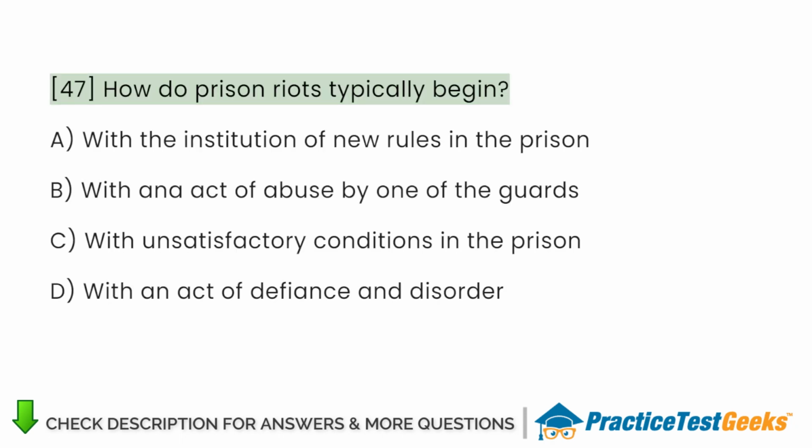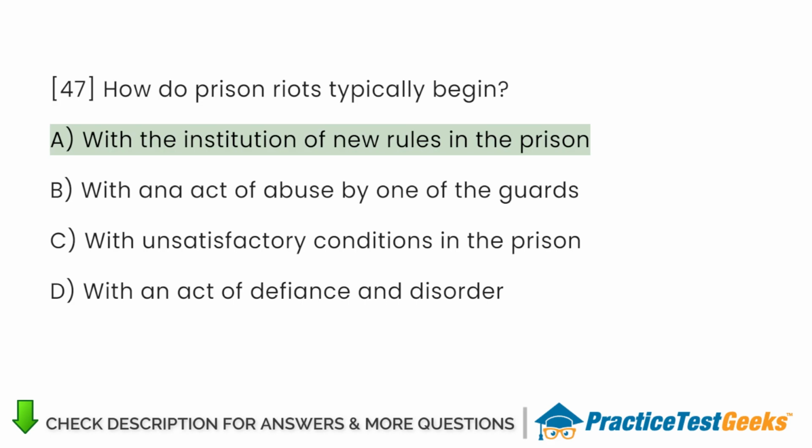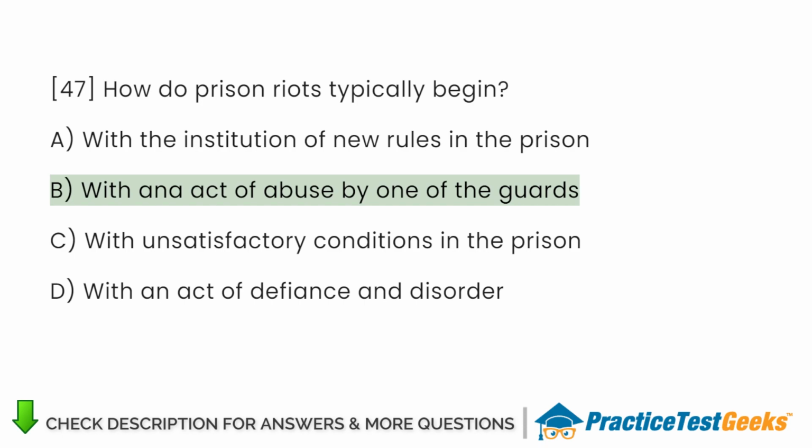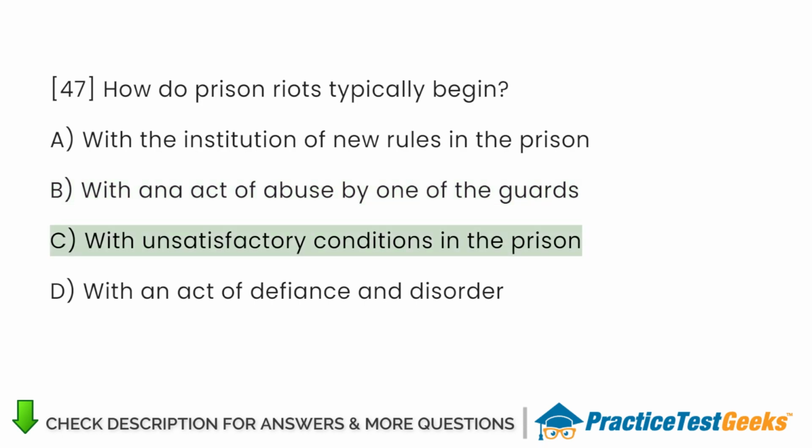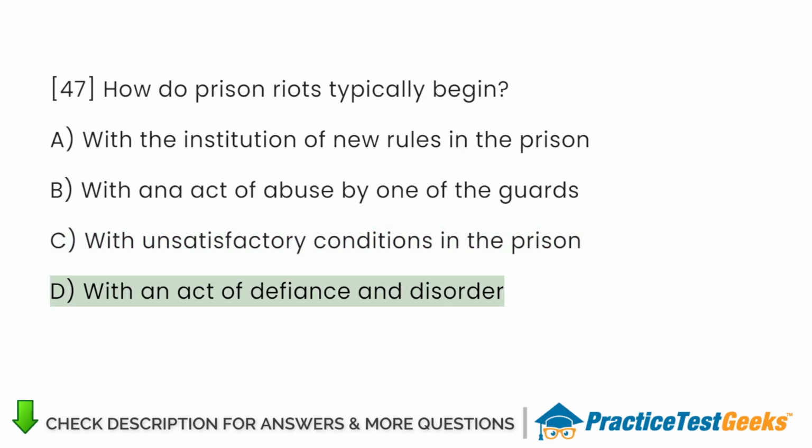How do prison riots typically begin? A. With the institution of new rules in the prison. B. With an act of abuse by one of the guards. C. With unsatisfactory conditions in the prison. D. With an act of defiance and disorder.